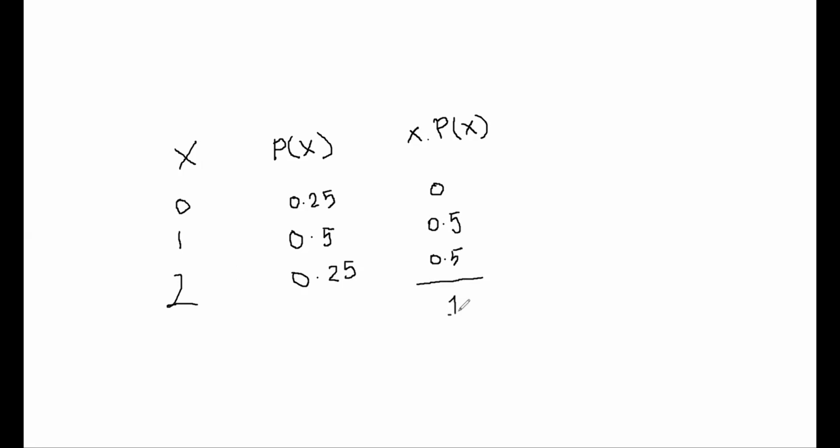So when you add this column, you will get your mu, because your formula for mu was summation of x times probability of x. So when you create this column, you basically have to add them all to finally get your mu. So your mu is equal to 1 in this example.